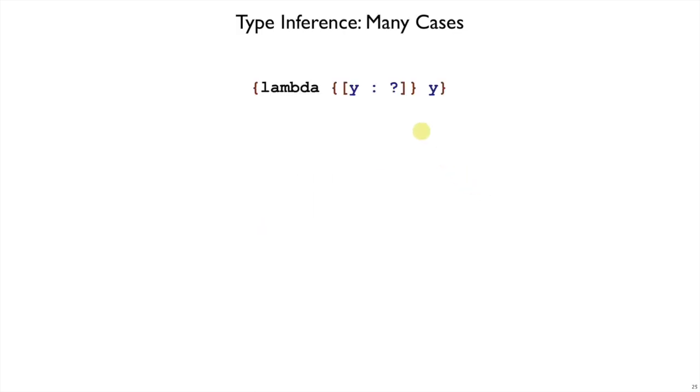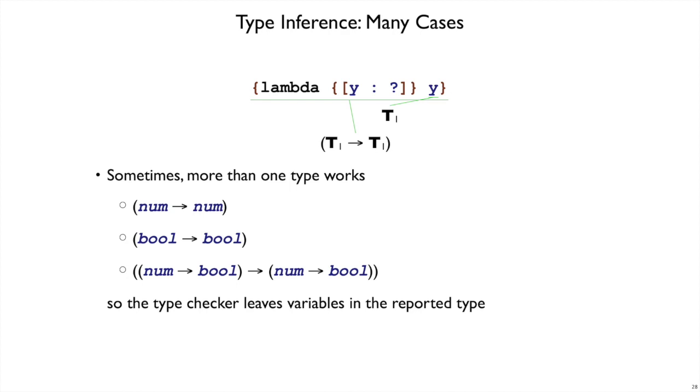Here's another case. Sometimes we make up a type variable, like t1 for y, and then nothing forces it to be any particular type. So our type inference and type checker here will come up with a type something like t1 arrow t1 for the overall lambda. And that's really called a type schema. It stands for many possible solutions to this problem.